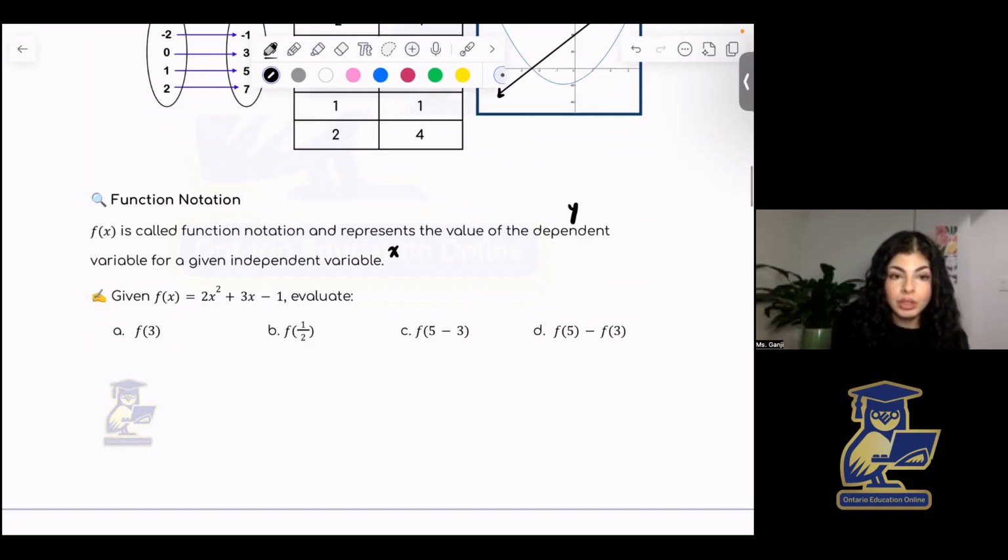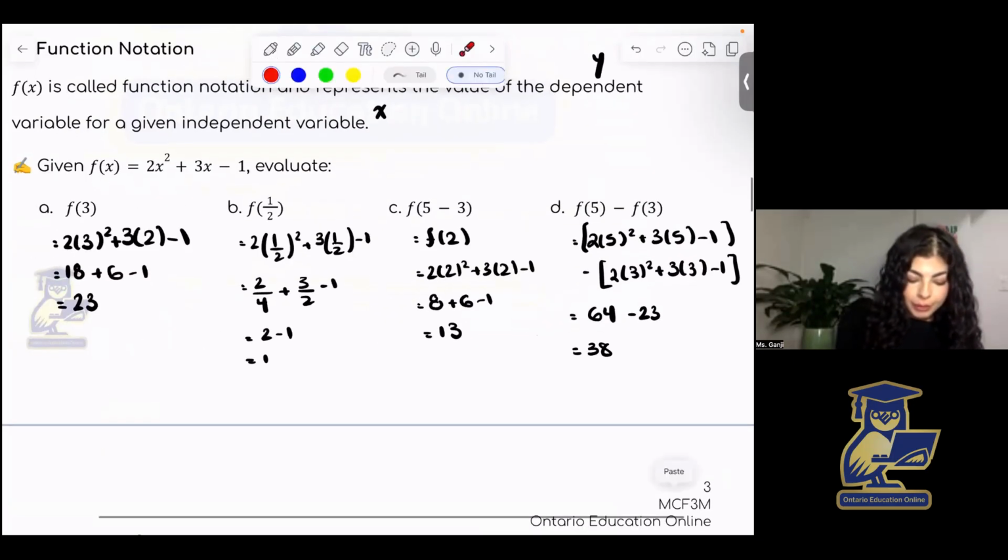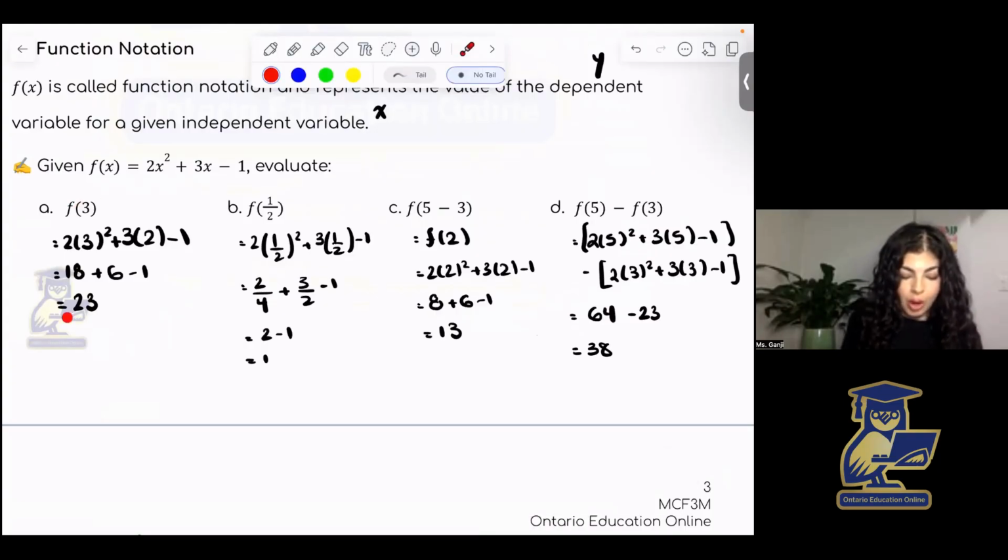So here, just take a moment to pause and try these on your own to see if you get the same answers. Okay, so for the first one, we just substitute in 3. You just make sure you got 23 there. The second one, we have a half. Stick with fractions. When you have fractions, it's easier to work with exponents, so we get 2 over 4. And here, this just becomes 2, to give us 1.